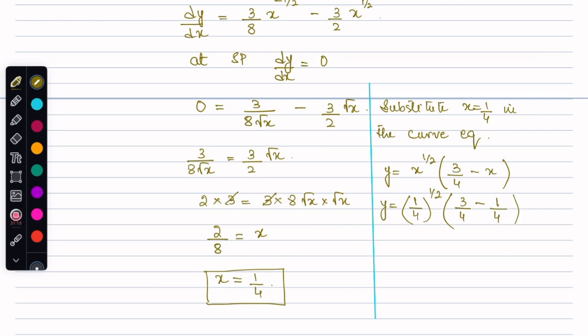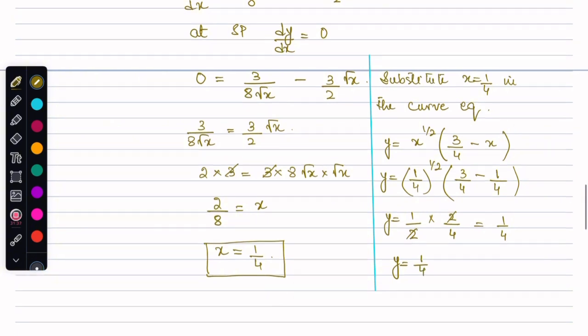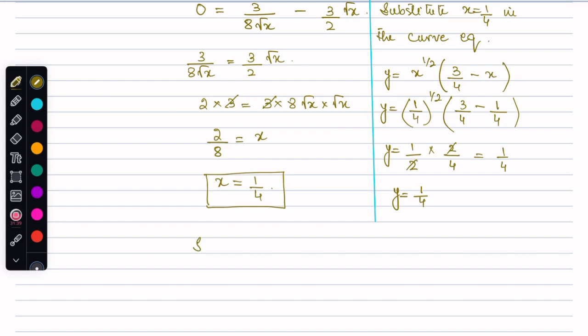Square root of 1 by 4 is 1 by 2, and here I will be left with 2 by 4. The 2 here gets simplified and I'll be left with 1 by 4, meaning the y coordinate with respect to x as 1 by 4 is going to be 1 by 4 again. Therefore, I can say that the stationary point has coordinates 1 by 4 and also 1 by 4. So both the x and y coordinates in this case are going to be 1 by 4.